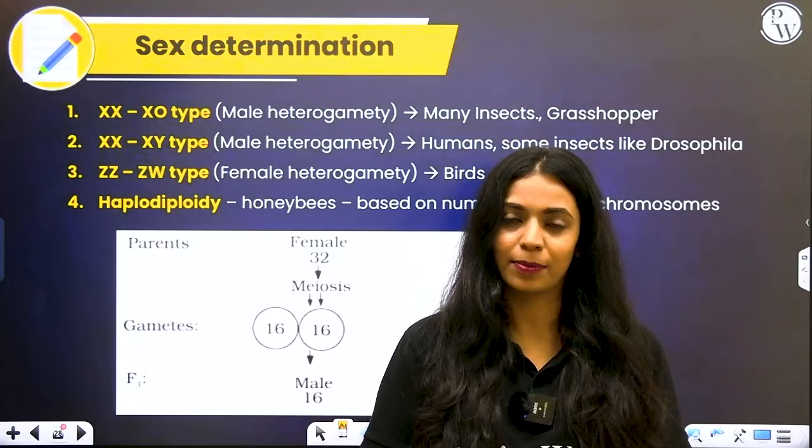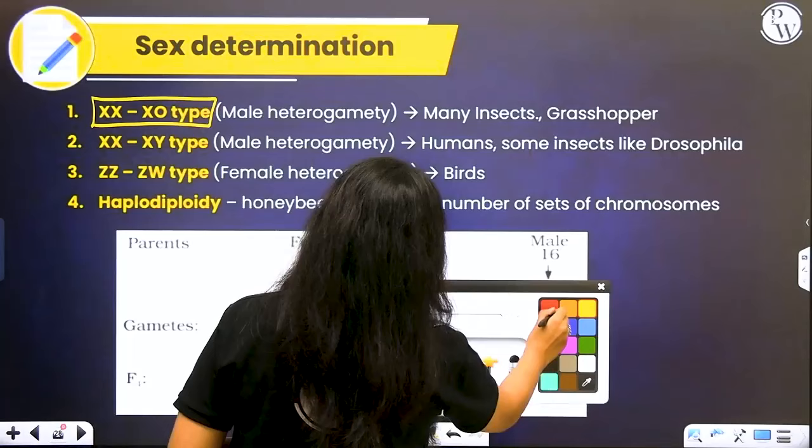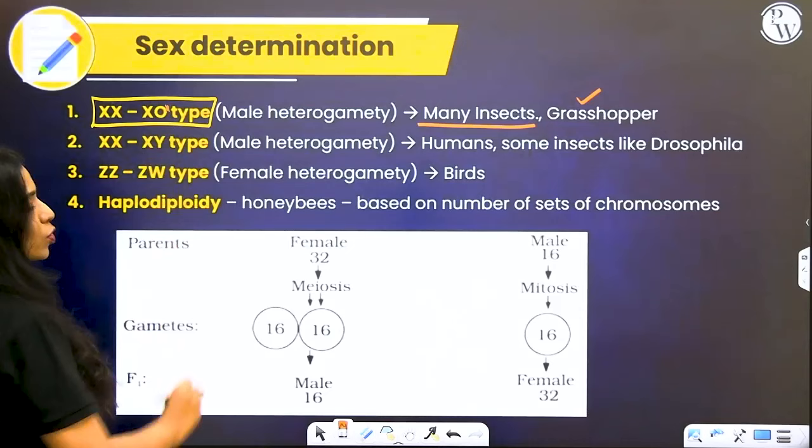In your syllabus, you have a couple of different types of sex determination to study about. Let's begin by talking about the XX-XO type of sex determination. This type of sex determination can be observed in several insects such as grasshoppers. What actually happens here is, there's only one type of sex chromosome, which is X, okay? So O here is not a sex chromosome. What does O mean then? O is the absence of the sex chromosome.